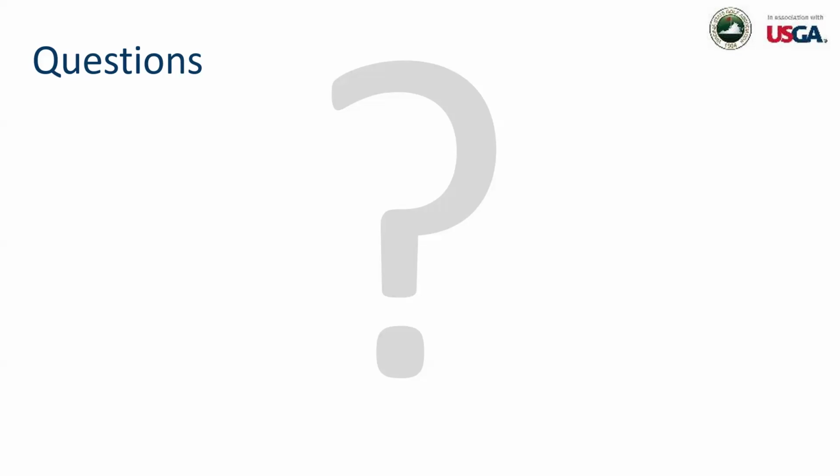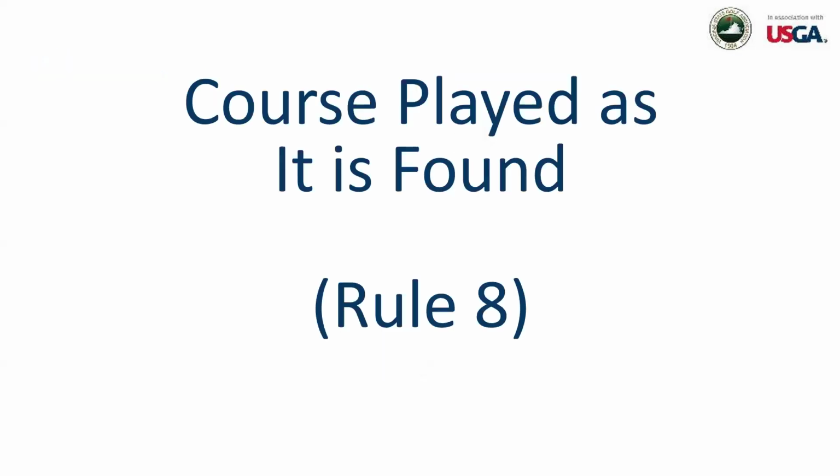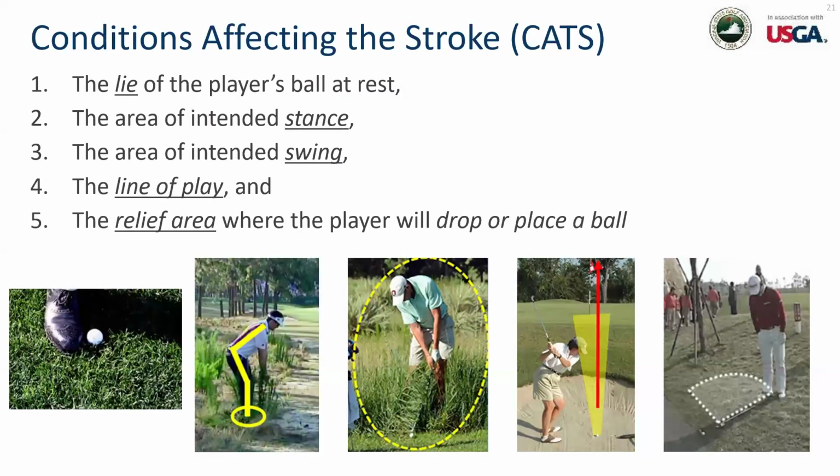Yeah, those were some good questions. Last section here, course plays as it is found in Rule 8. Conditions affecting the stroke, what a lot of people like to just refer to as CATs. There are 5 things. CATs is a defined term, and each word here that is underlined and italicized is also a defined term, which is something that you will notice in the book a lot.